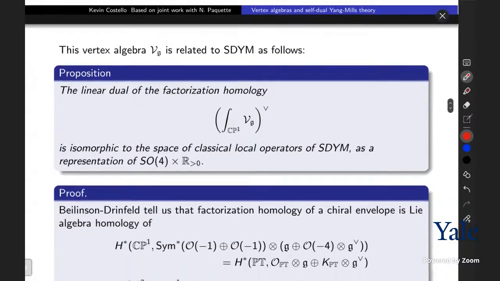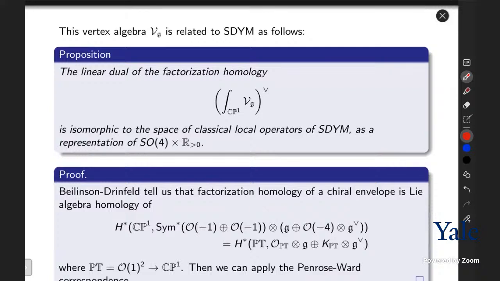Okay, so here's the first result. We've built this big vertex algebra. It's a very simple thing: a level 0 Kac-Moody for G plus G dual, adjoin two parameters. The first result is that if we take the linear dual of factorization homology, so this sentence is the mathematician's way of saying conformal blocks. The concept of factorization homology was developed by Beilinson and Drinfeld, and its purpose was to formalize conformal blocks. So the first lemma is that the linear dual of factorization homology is the same thing as the space of classical local operators of self-dual Yang-Mills as a representation of SO(4) times scale.